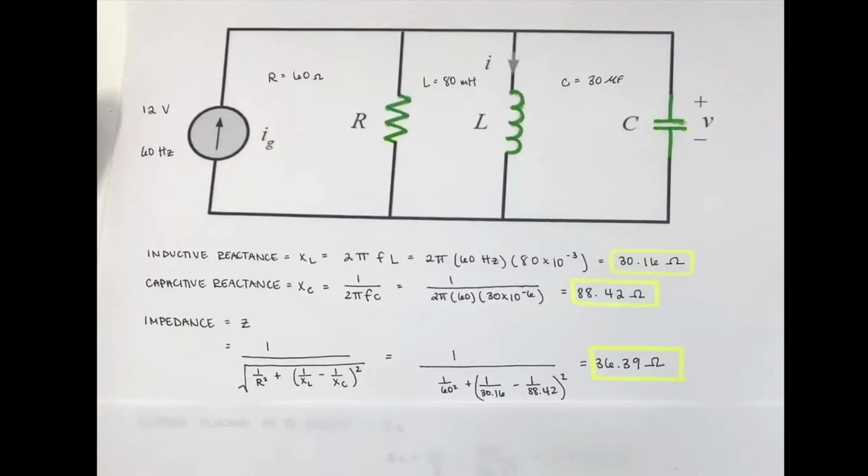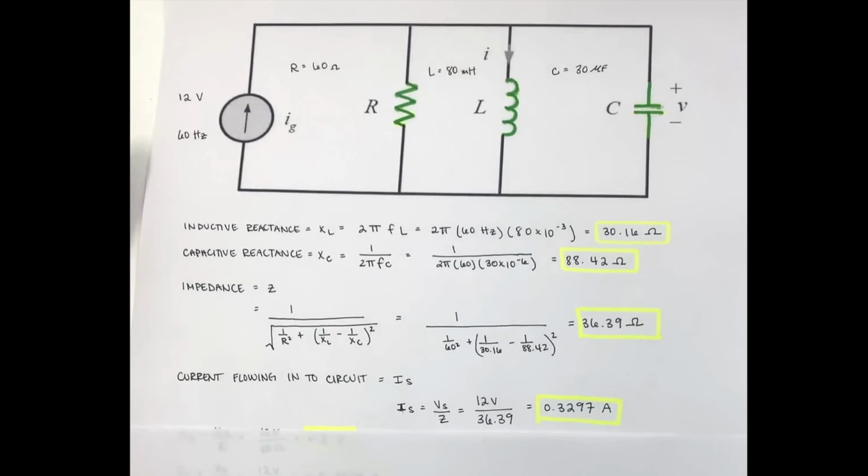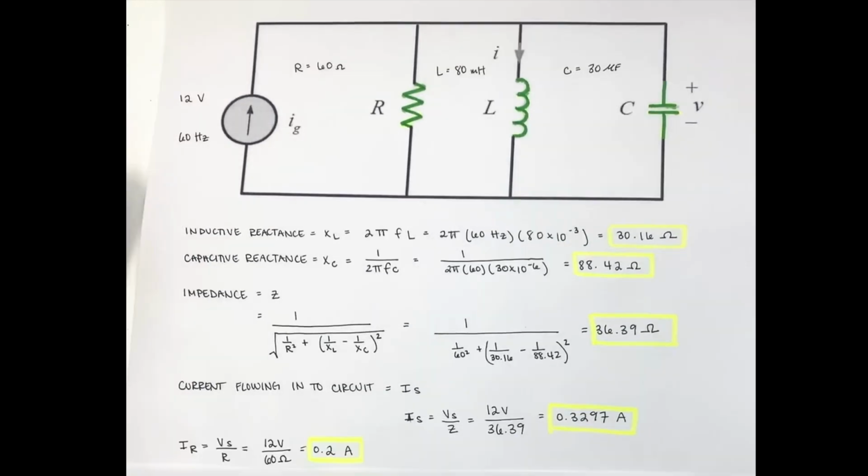To find impedance in a parallel circuit, we're going to use the formula Z equals 1 over the square root of (1 over R) squared plus (1 over XL minus 1 over XC) squared. We'll plug in our own numbers, and we will find that we get 36.39 ohms. Now we will find the current that is flowing into the circuit, and so our IS equals the voltage source over the impedance. So we'll take our 12 volts and divide it by 36.39 ohms, and that should give us 0.3297 amps. Now we will find the current flowing through the resistor, and we're going to use our voltage source over the resistance. So we will take 12 volts over 60 ohms, and that should give us 0.2 amps.